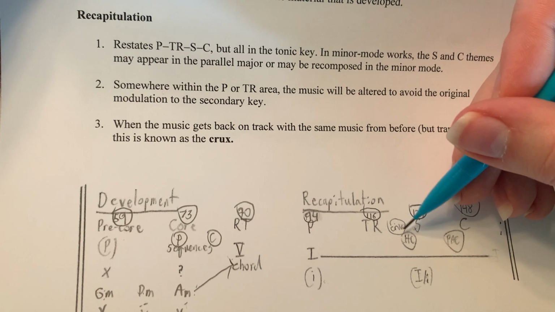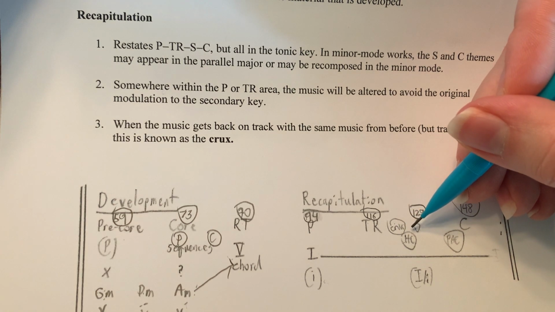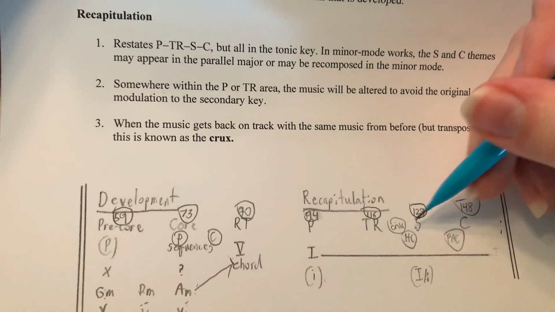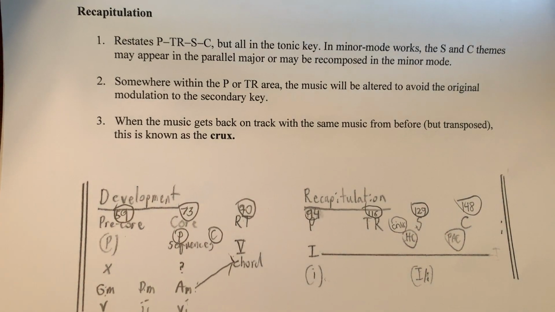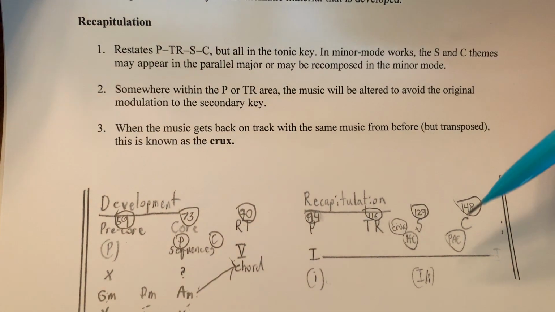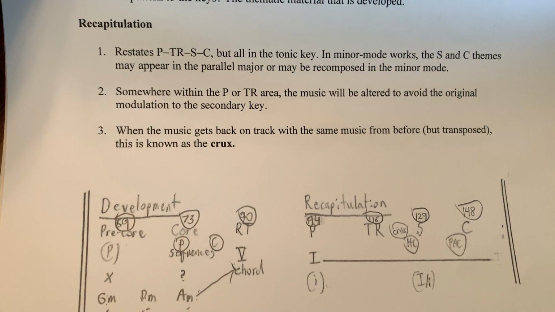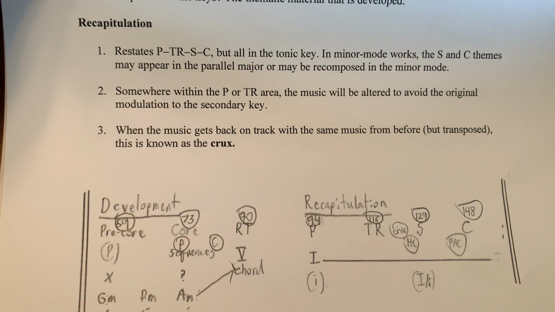Once the composer has arrived at the crux, they're allowed to just transpose the rest of it. Sometimes they make some changes, just to make it interesting, but they really could just transpose the rest of this and be done with the composition of the piece.